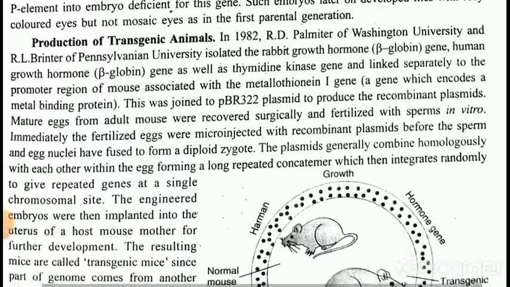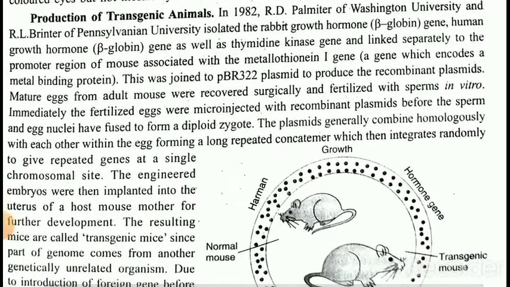Production of transgenic animals. In 1982, R. D. Palmiter of Washington University and R. L. Brinster of Pennsylvania University isolated the rabbit beta-globin gene, human growth hormone gene, as well as thymidine kinase gene, and linked them separately to the promoter region of the mouse metallothionein I gene, a gene which encodes a metal-binding protein. This was joined to pBR322 plasmid to produce the recombinant plasmids.